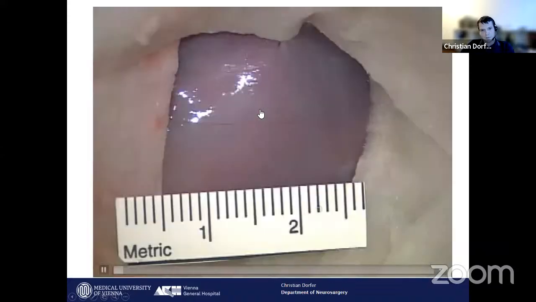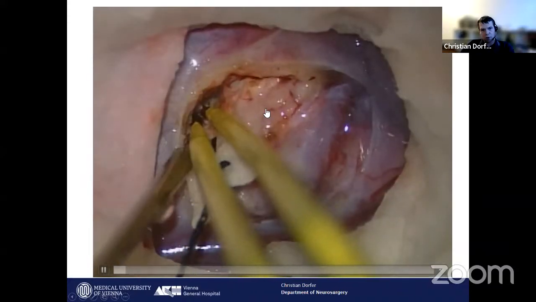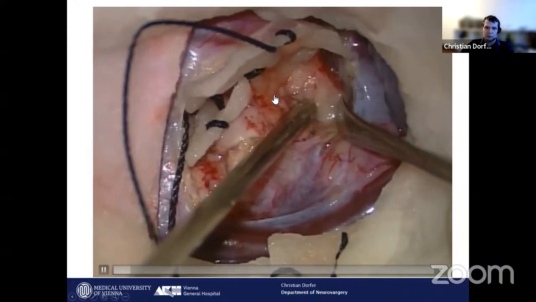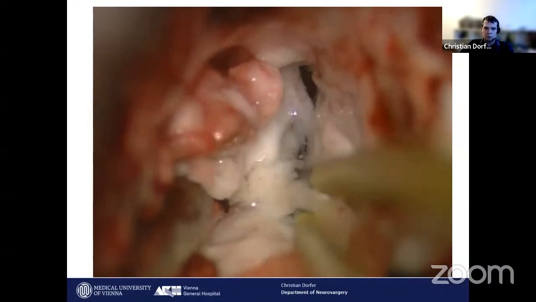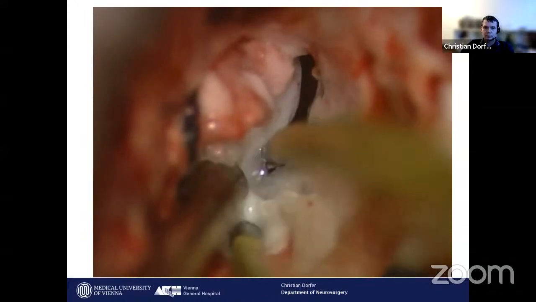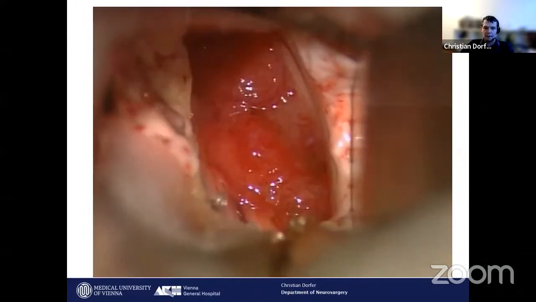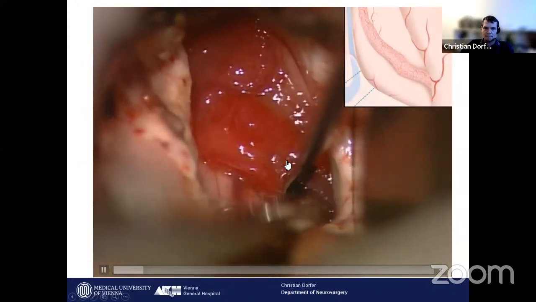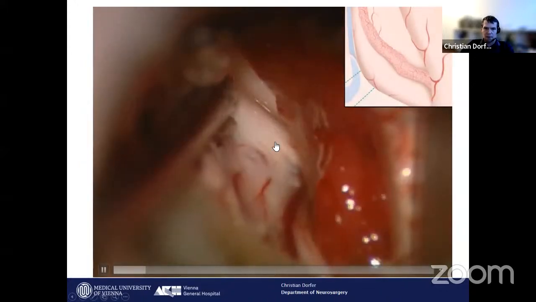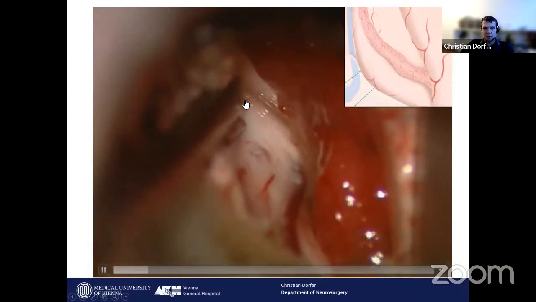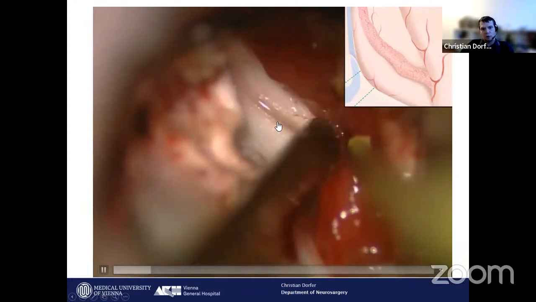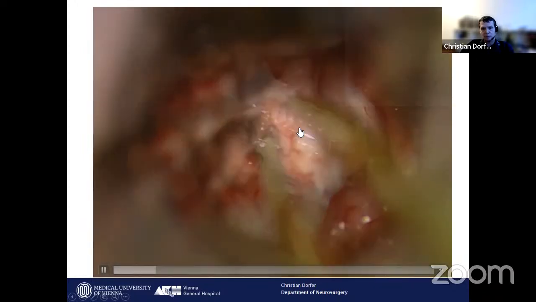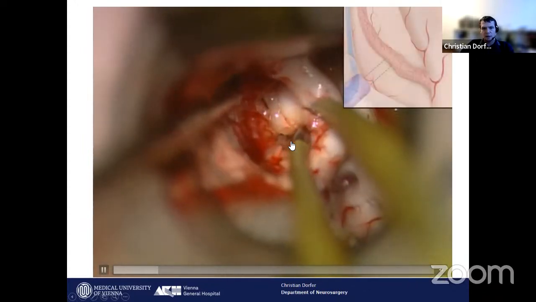So first step, ventricular access, small craniotomy. In this case, a piece of cortex is removed. You gain access, as shown here. And then you have to orientate yourself. You see the plexus here. Here's an outline. You have to identify the fornix, as you can see here. And then start the dissection here in the splenium.